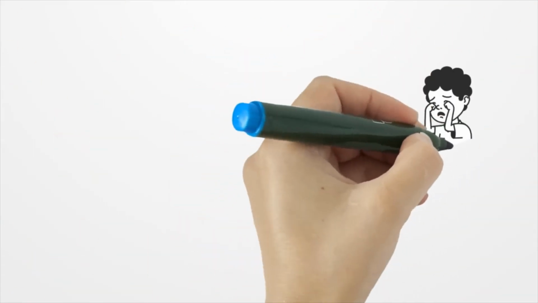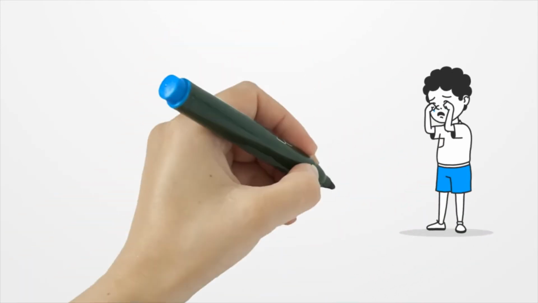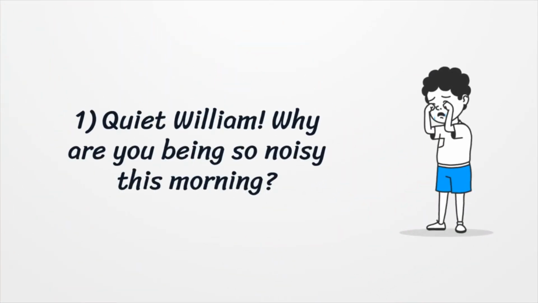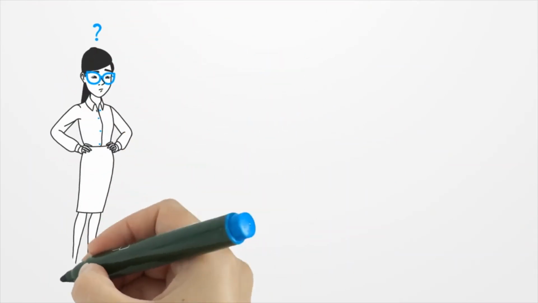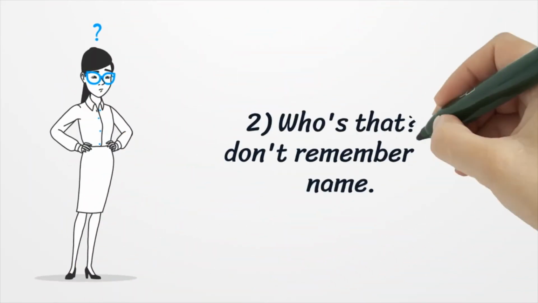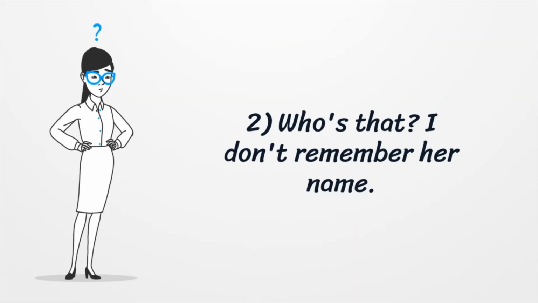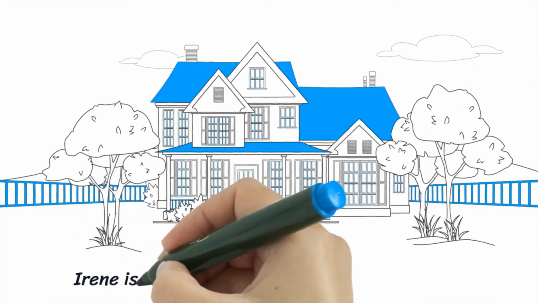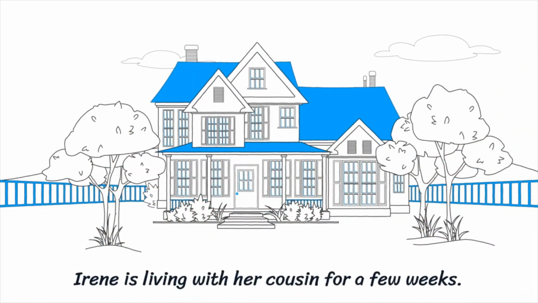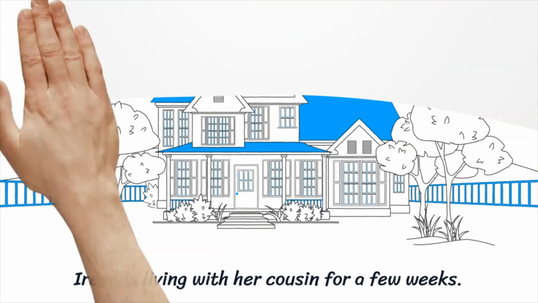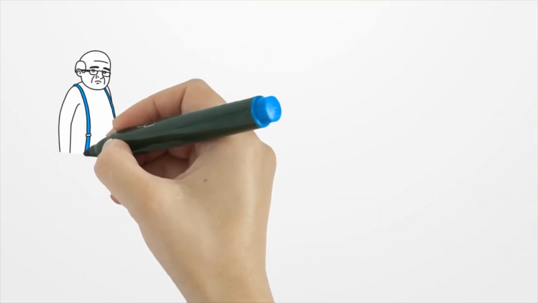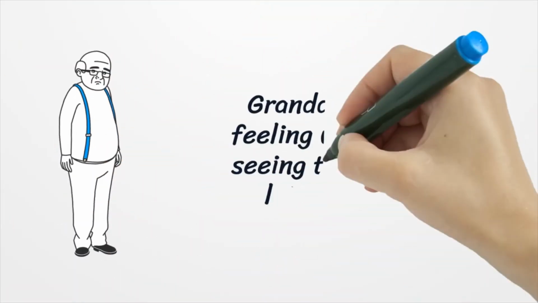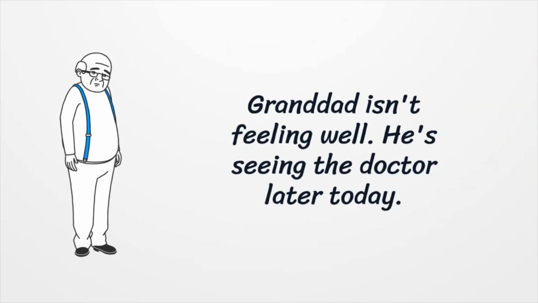Number 1, quiet William, why are you being so noisy this morning? Number 2, who's that? I don't remember her name. Number 3, Irene is living with her cousin for a few weeks. Number 4, Granddad isn't feeling well. He's seeing the doctor later today.